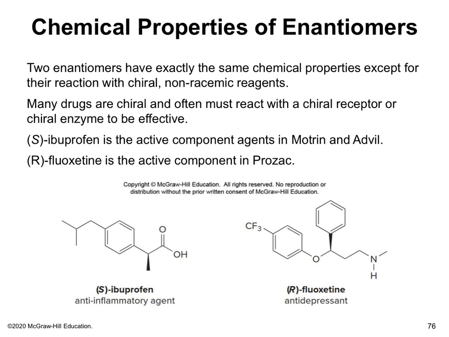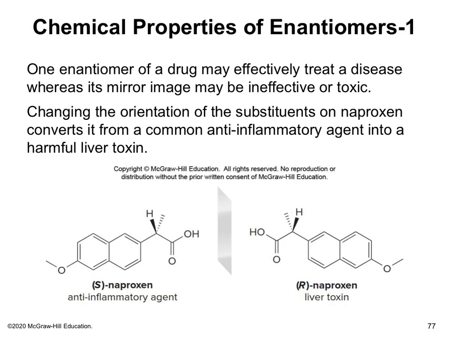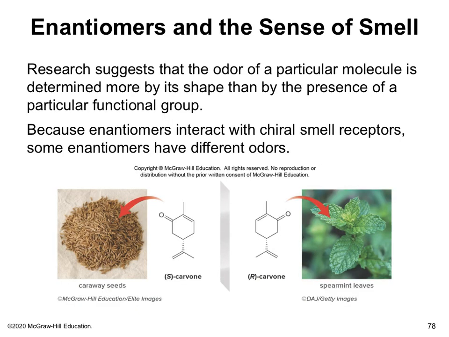They're just showing you different single enantiomers in different drugs. So the antidepressant is the R enantiomer. The ibuprofen is the S enantiomer. Naproxen, the S enantiomer, is the anti-inflammatory agent. Unfortunately, the R enantiomer is a liver toxin. And we've already talked about carvone.